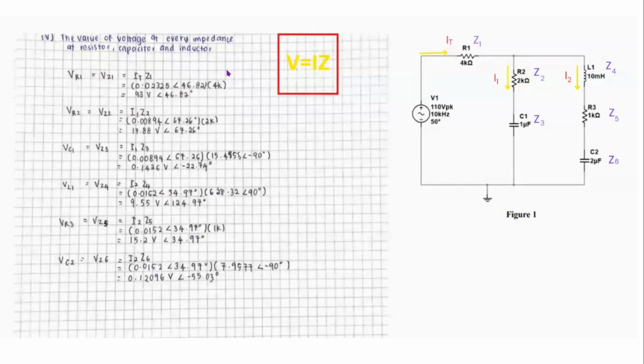So we start with the voltage at R1. As we can see, the current flowing at R1 is I total. So to calculate the voltage at R1, we must multiply with I total. For R2 and C1, you can see the current that flows on that branch is I1, so you must multiply it with I1, and for Z4, Z5, and Z6, we multiply with I2. We do the math and we got the answer.